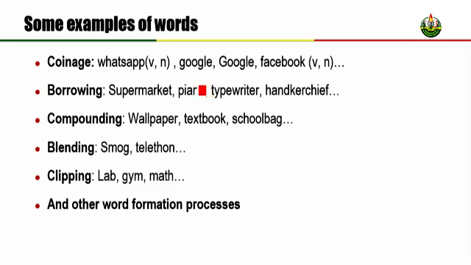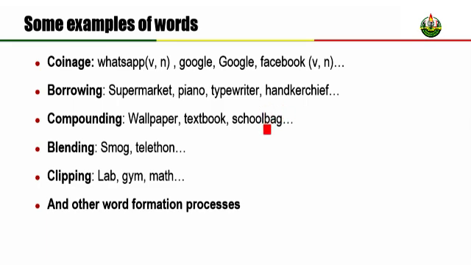Other examples are supermarket, which has an old form, supermarketo. Another one is piano, an Italian word, typewriter, handkerchief. These words have different origins. So if you want to understand, in the following lecture, we will go into detail concerning each process through which words can get into a language. Another example is wallpaper, textbook, school bag.